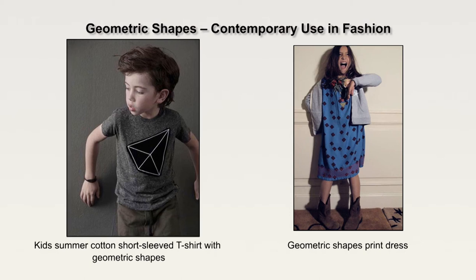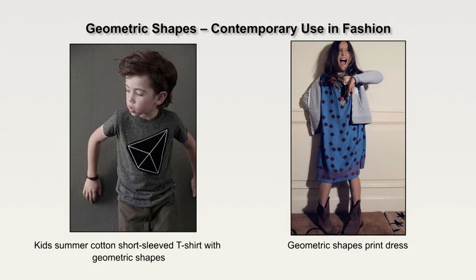Some geometrical shapes in kids' wear. The picture on the left shows a boy's summer cotton t-shirt. It has a geometric shape applique in the center front. The picture on the right shows a geometric shape print dress by Bobo Shoes.